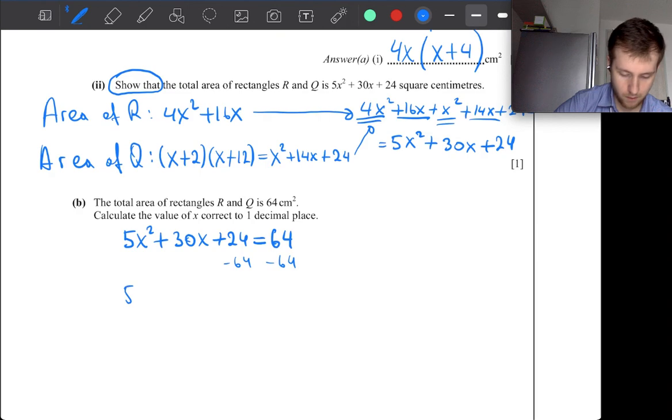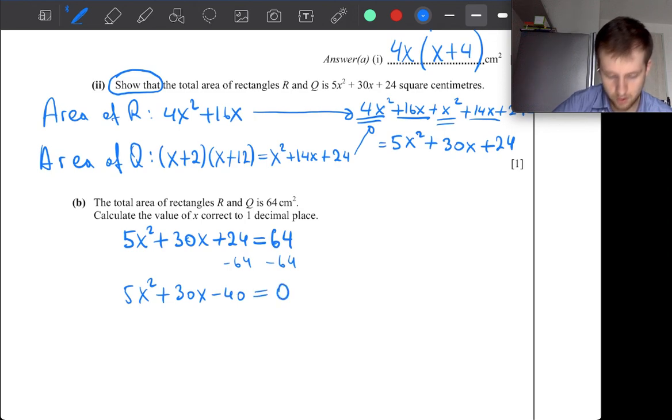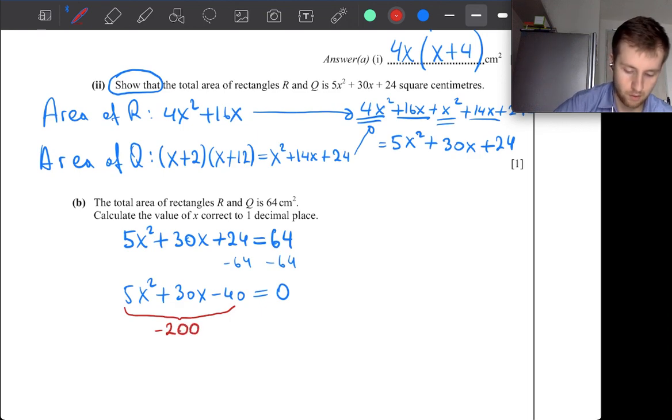We're gonna have 5x squared plus 30x minus 40 equals 0. Here we're gonna have 0 on this side. Okay, so let's try to factorize it first. So 5 times minus 40 is, what is it gonna be? Minus 200, right? This is our product. And the sum of the two numbers is 30, right?